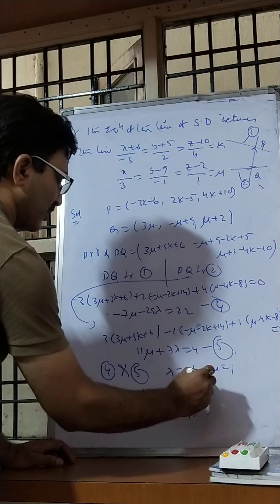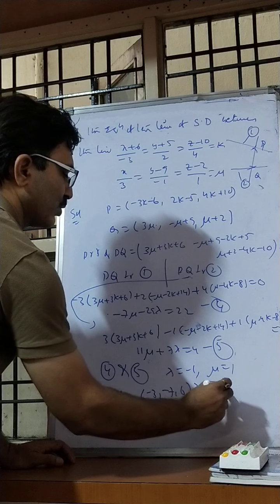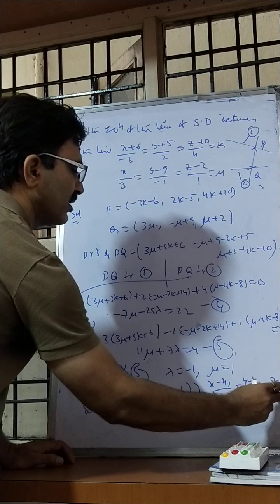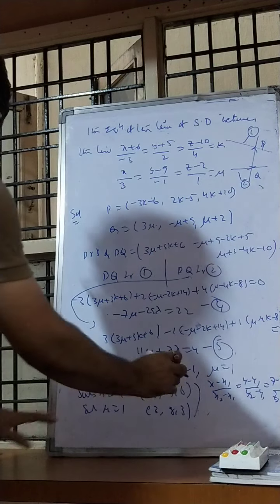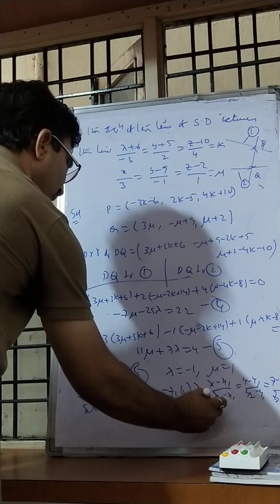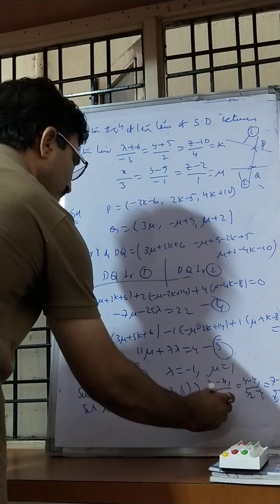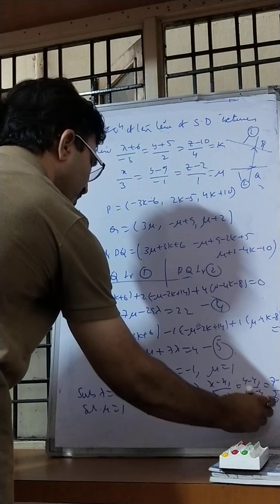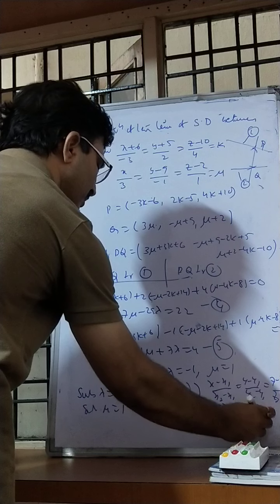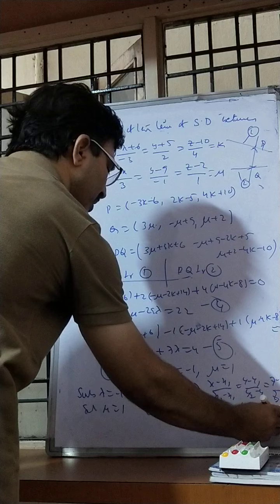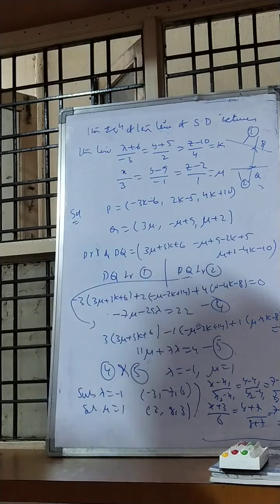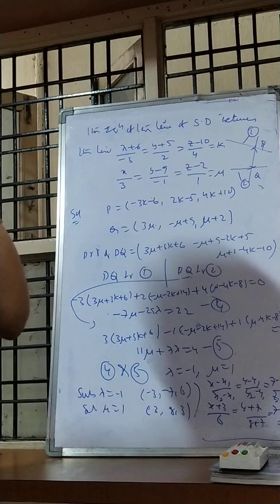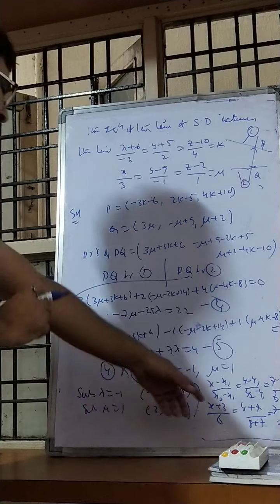A line passing through these 2 points, you know very well: (x minus x1) by (x2 minus x1), (y minus y1) by (y2 minus y1), (z minus z1) by (z2 minus z1). Just substitute, and you will get the answer. Most probably you will get it like this: x plus 3 by 6, y plus 7 by 8 plus 7, and z minus 6 by minus 3, 1. You will get 2 equations, but you can write any one of them. Okay, you got the line equation like this.